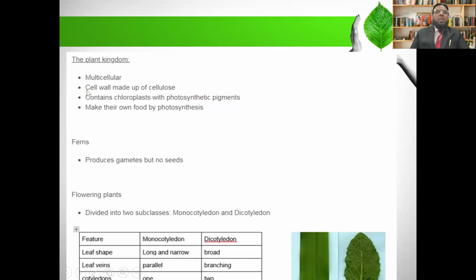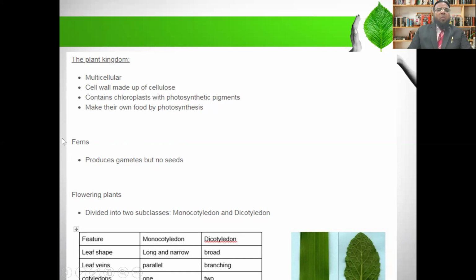They have a cell wall made up of cellulose, and contain chloroplast with photosynthetic pigment and make their own food by the process of photosynthesis. So these are the peculiar characteristics of kingdom Plantae, or plants. What are these characteristics? They are multicellular, they have a cell wall, they have chloroplast, and they can prepare their own food by the process of photosynthesis.